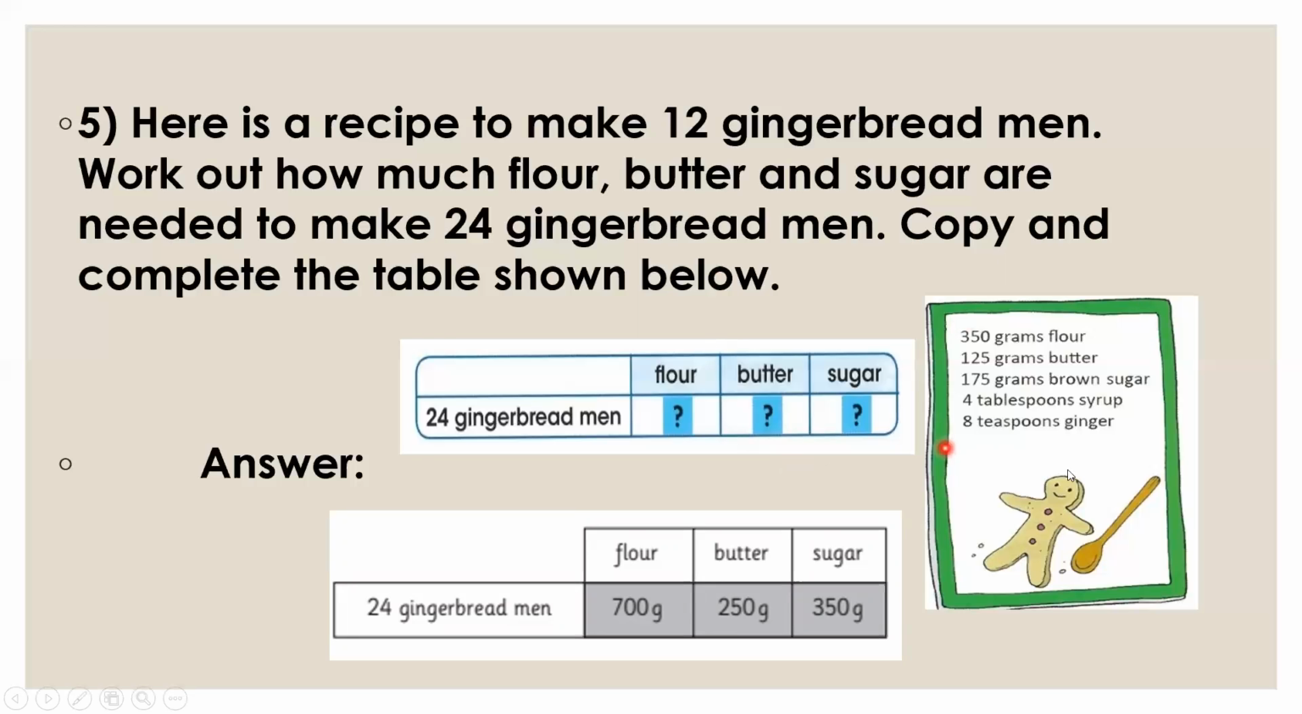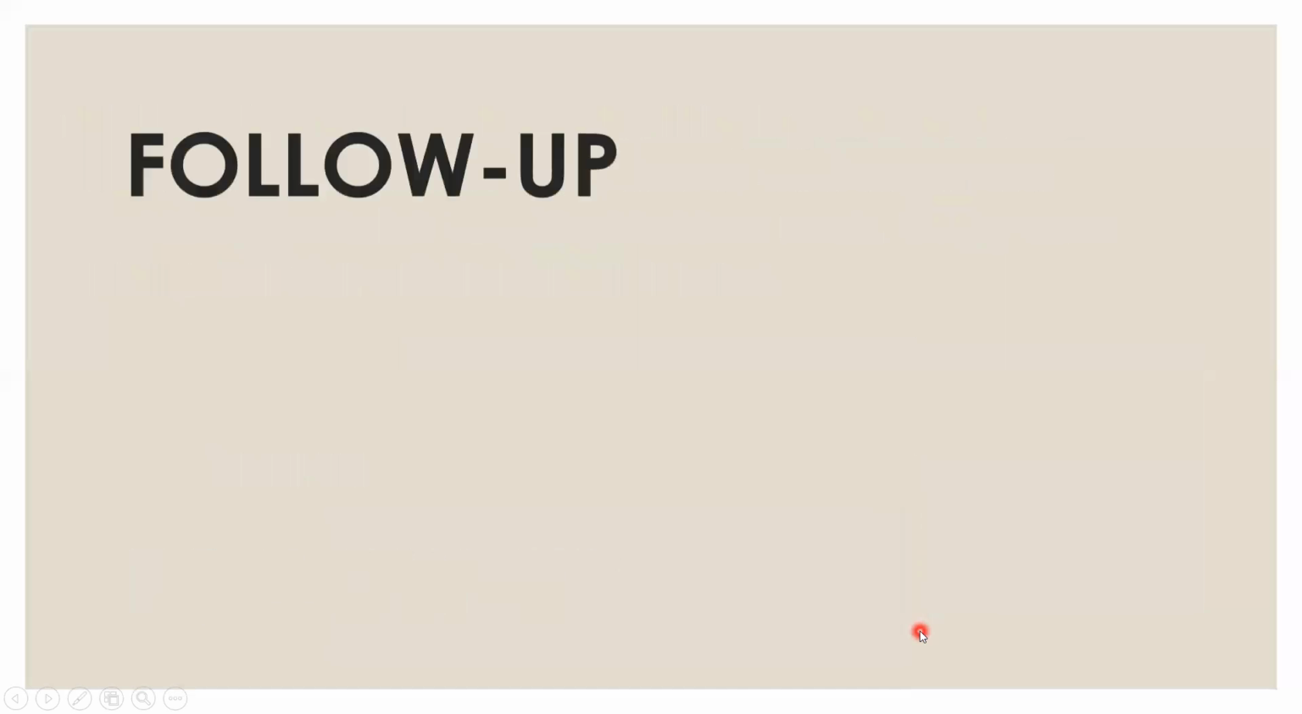Already they have given the quantities needed to make 12 gingerbread. We need to find how many quantities are needed to make 24 gingerbread. So 12 and 24, the connection is double of 12 is 24. So we just double each quantity so that we can prepare 24 gingerbread. Is this clear? Yes. Next comes a follow-up for you.